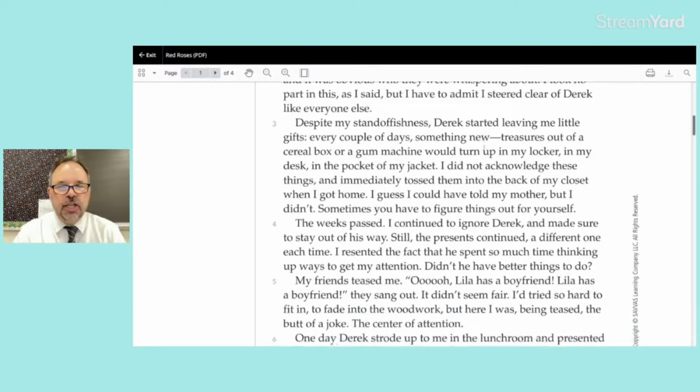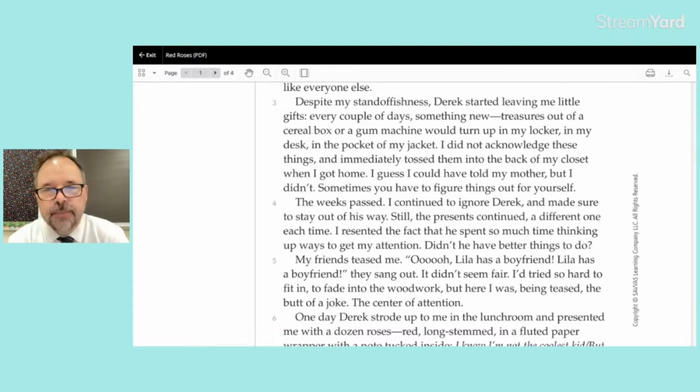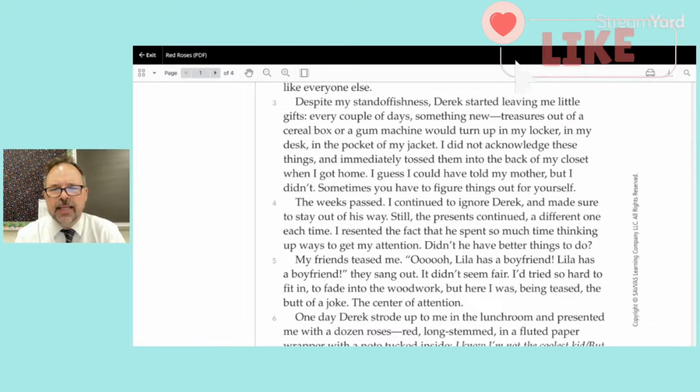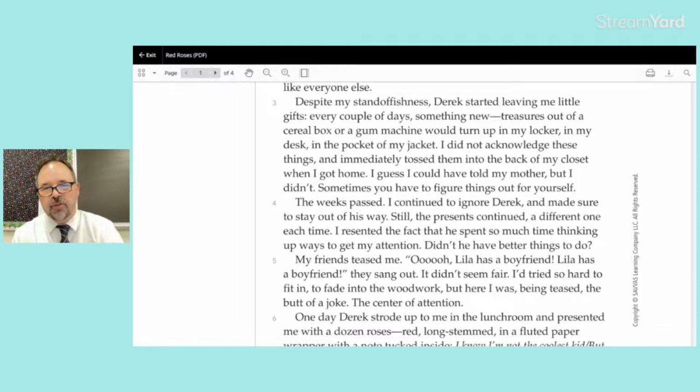Despite my standoffishness, quite a mouthful there, Derek started leaving me little gifts. Every couple of days, something new, treasures out of a cereal box or a gum machine would turn up in my locker. In my desk, the pocket of my jacket. I did not acknowledge these things, and I immediately tossed them into the back of my closet when I got home. I guess I could have told my mother, but I didn't. Sometimes you have to figure things out for yourself.